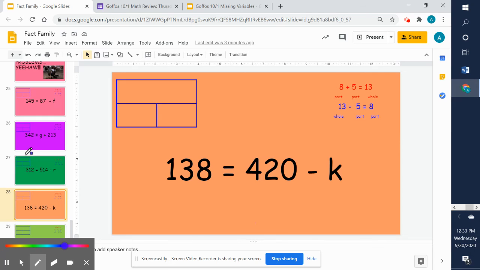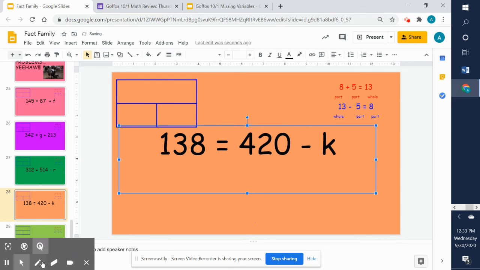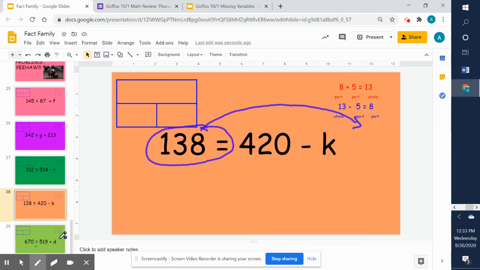And for this one, 138 equals 420 minus K. Now let me scoot it up so I have room to write underneath. All right. So again, I see the equal sign over here, so I am going to lasso it. And I'm going to throw it to the other side. So I have 420 minus K equals 138. And again, you do not change the order of this problem. You just bring it right on down. So 420 minus K equals 138.